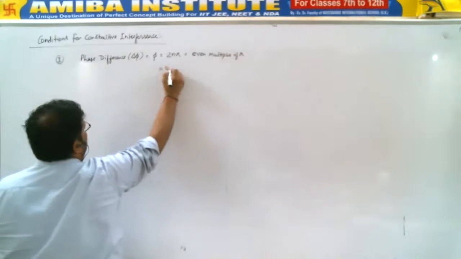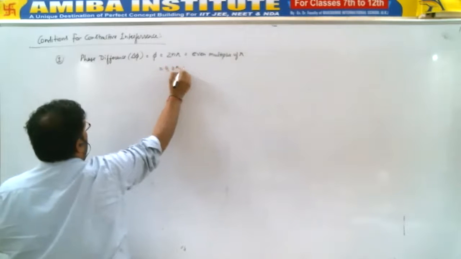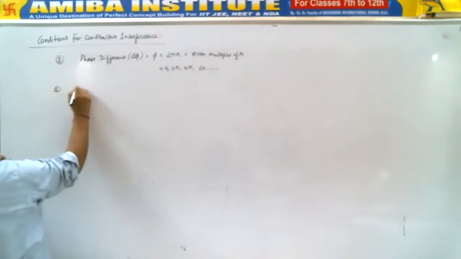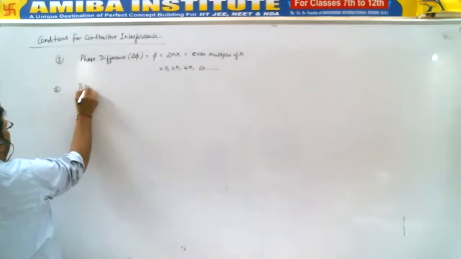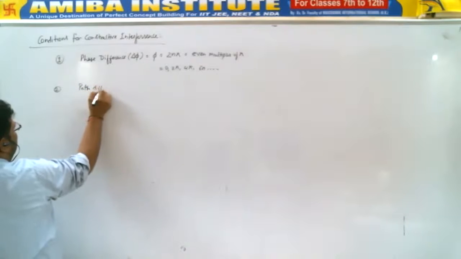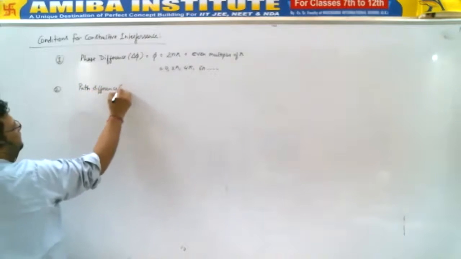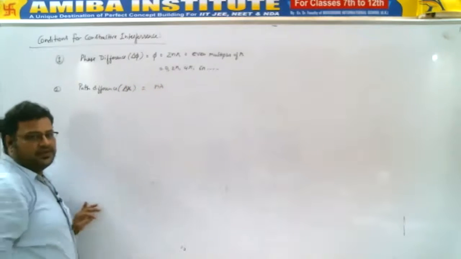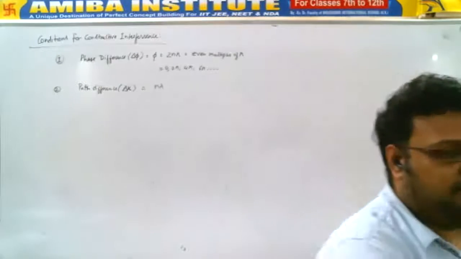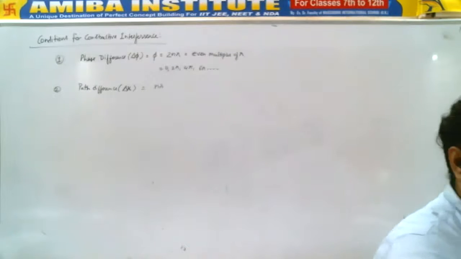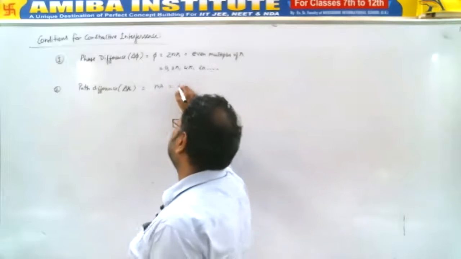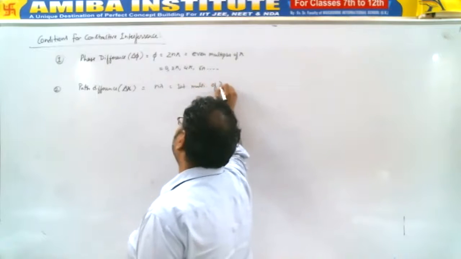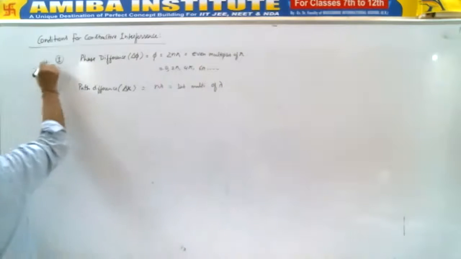Phase difference should be 2n pi, even multiples of pi, like 0, 2 pi, 4 pi, 6 pi. So similarly, second, path difference, we got to know path difference delta x is equal to n lambda, integral multiple of wavelengths, right? So path difference is n lambda, integer multiple of wavelengths lambda. These are the basic two conditions.